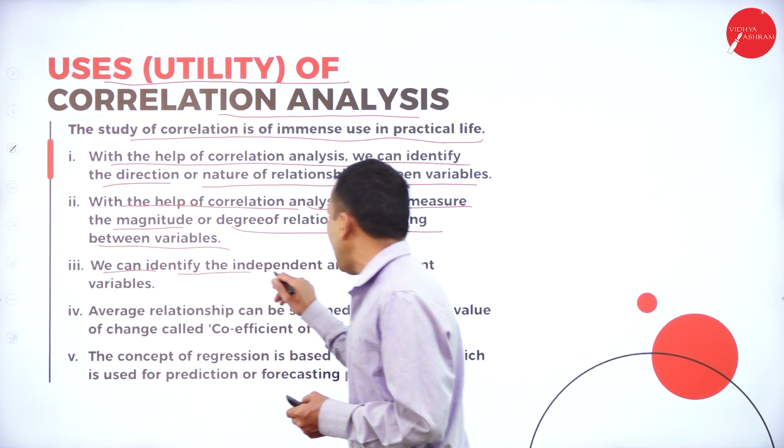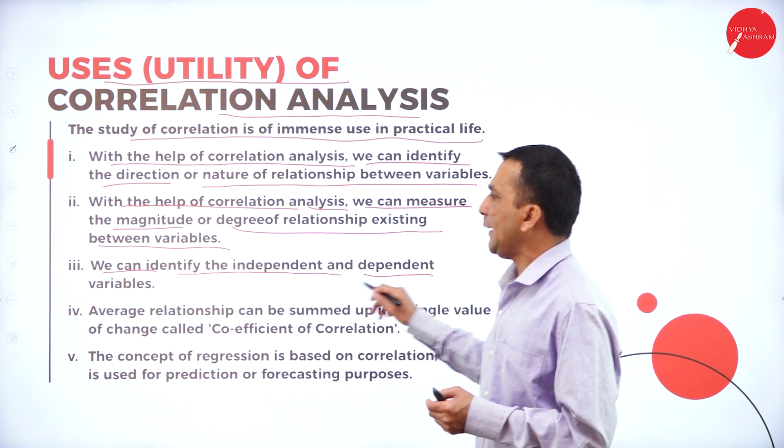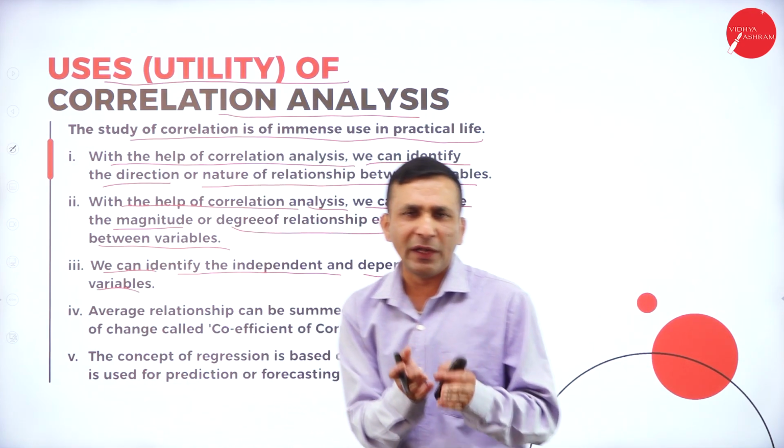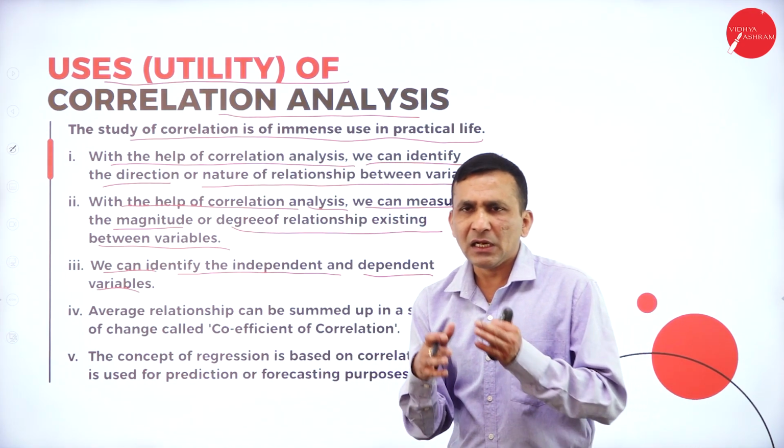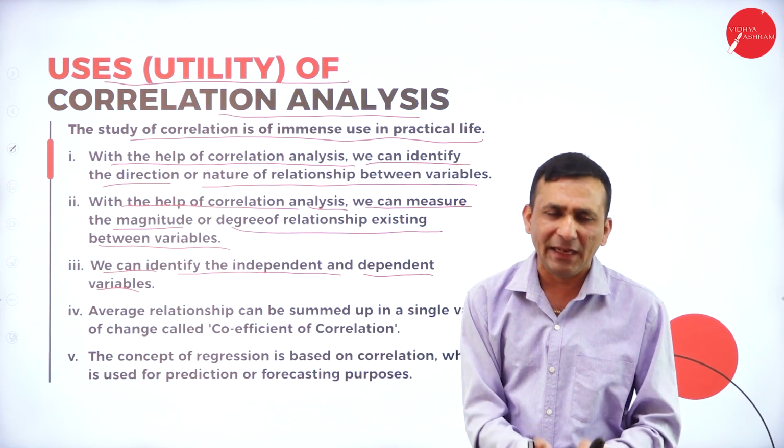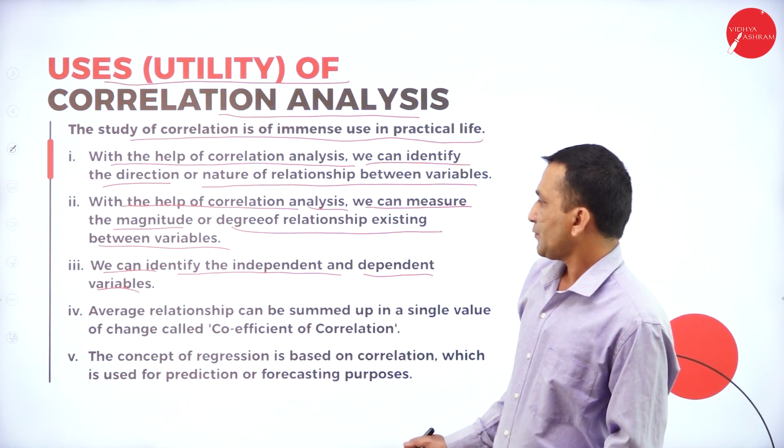So we can identify the independent and dependent variable, because if you take the previous example, the crop yield is completely dependent on rainfall.